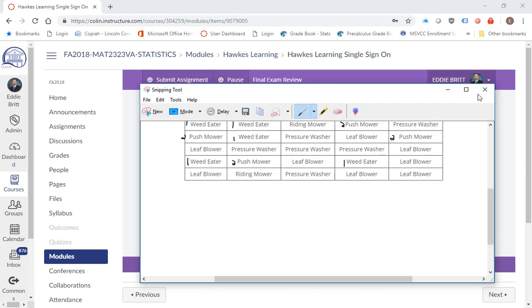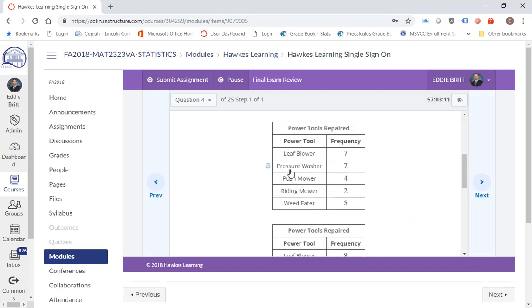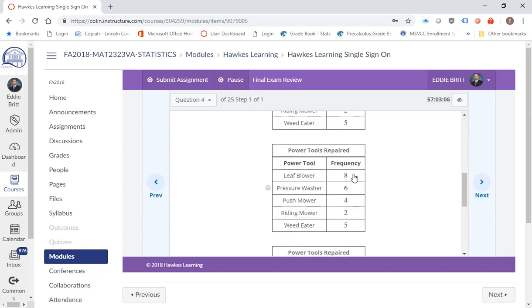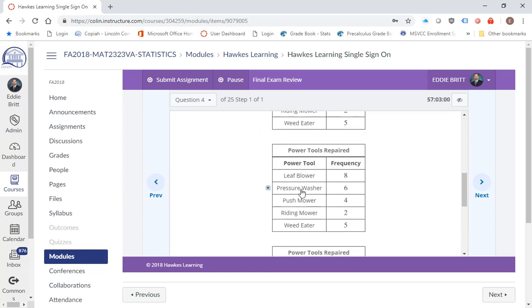If you look at the choices, since this is multiple choice, there's only one that's going to be the correct answer once you've counted each type up, and it's B on that one, or the second one. You can see there's 8 leaf blowers, there's 6 pressure washers, and so on and so forth.